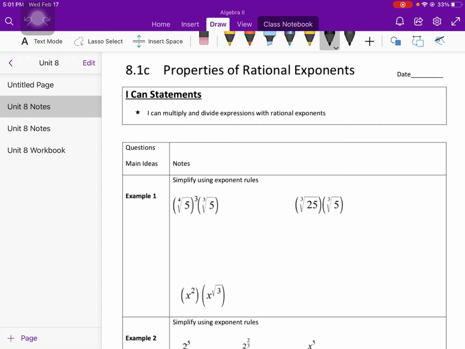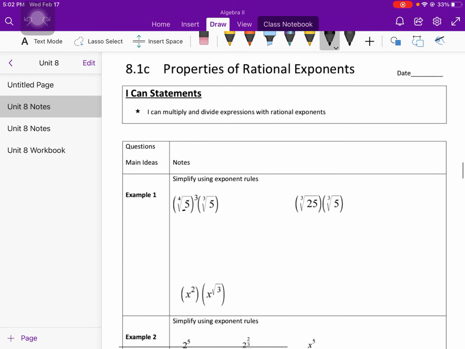So what we're going to be doing here is working with those same properties from yesterday, where we were converting radicals into rational exponents, like the fractions. So we're going to be going back and forth with those today. The first one, we want to simplify using exponent rules. So here, take a look.